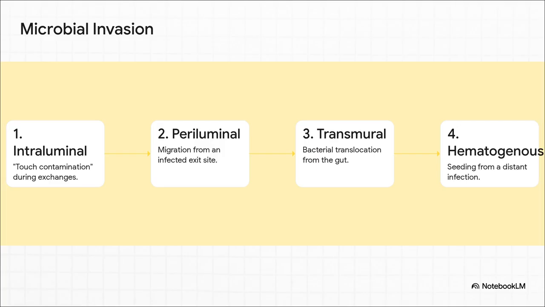So, how do the invaders actually breach this sterile space? Well, there are 4 main pathways. The most common, by a long shot, is the intraluminal route. We're talking simple touch contamination when connecting the dialysate bags. The second is periluminal, where bugs from an infected exit site decide to migrate right along the catheter. Then you have the less common but way more severe transmural invasion. That's bacteria crossing over from the gut, maybe after a procedure like a colonoscopy. And finally, in rare cases, you can get hematogenous seeding from a totally different infection somewhere else in the body.